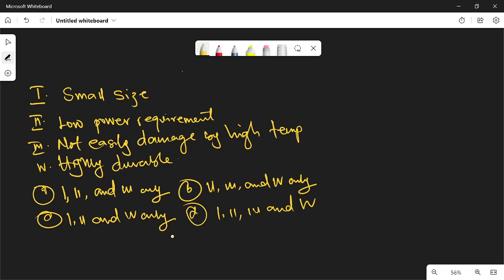The correct answer there is going to be D, to save our time. So semiconductors are small in size, they require low power, and they are safer to work with. Are you getting it now? So semiconductors are not easily damaged and they are highly durable. So the correct answer is going to be D.